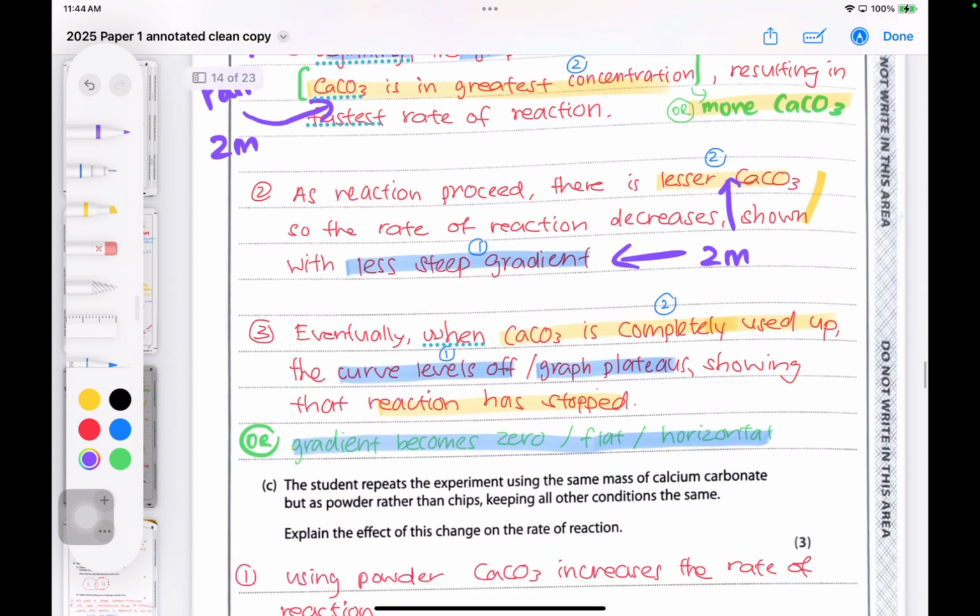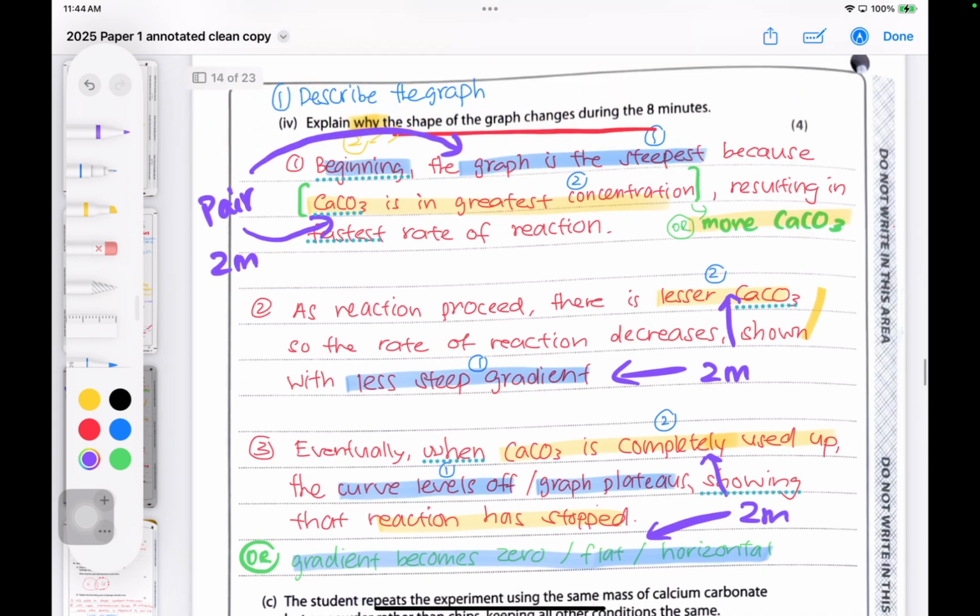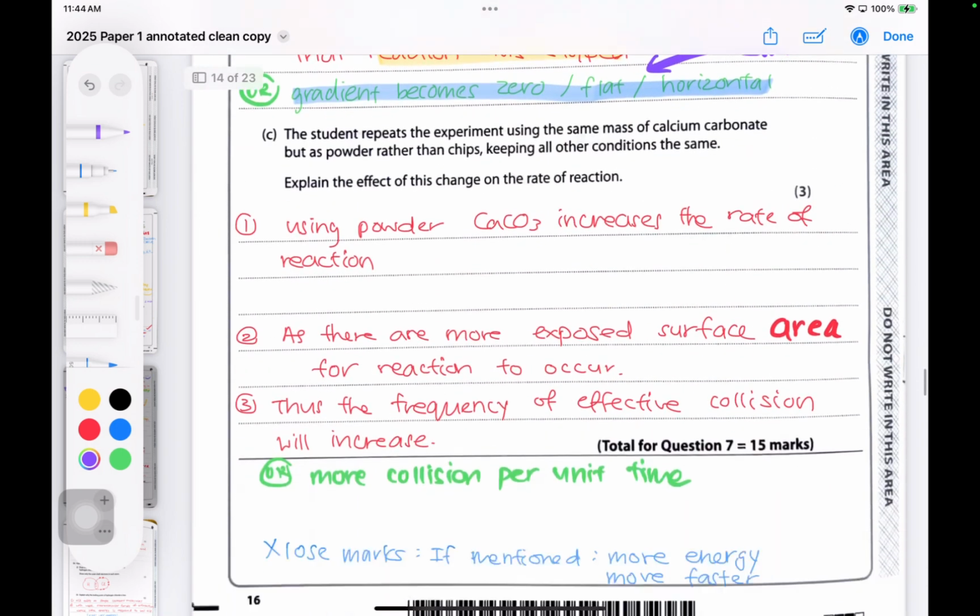Or you missed out point number 2, but you went up to number 3 and you just basically say that the gradient becomes 0 because calcium carbonate is completely used up. That is also another 2 marks here. So there are a total of potential 6 marks here. These answers are worth a total of 6 marks. But once you hit 4 points out of the 6, you'll be able to get the full 4 marks over here. Okay? Hopefully this has been helpful.